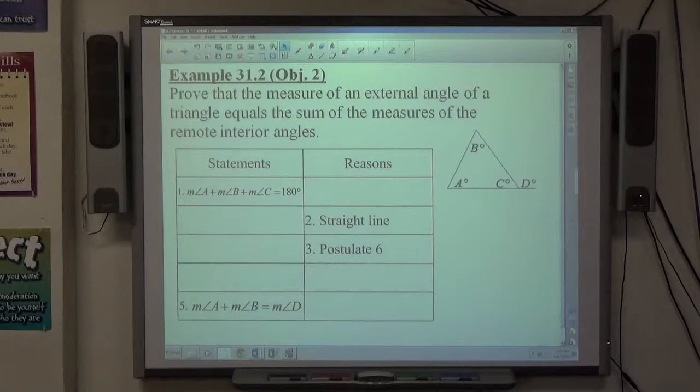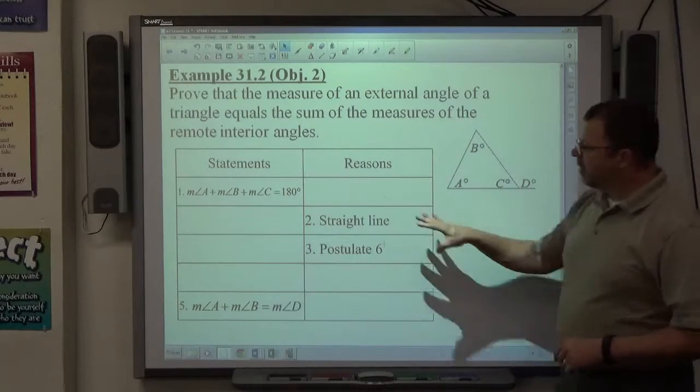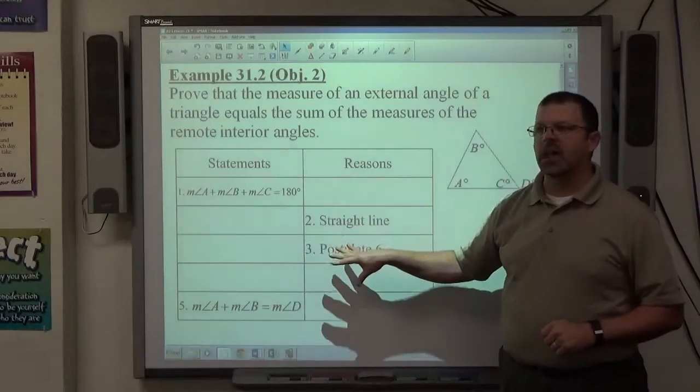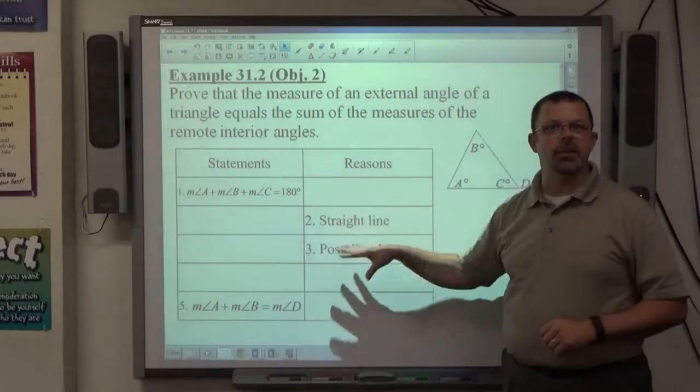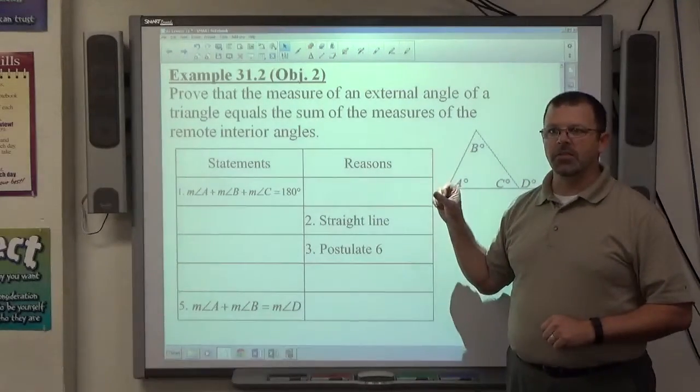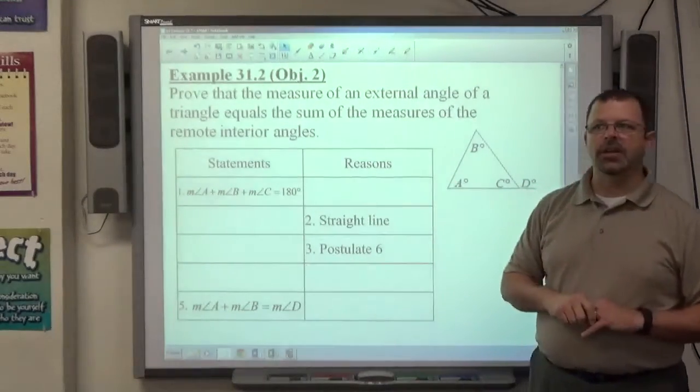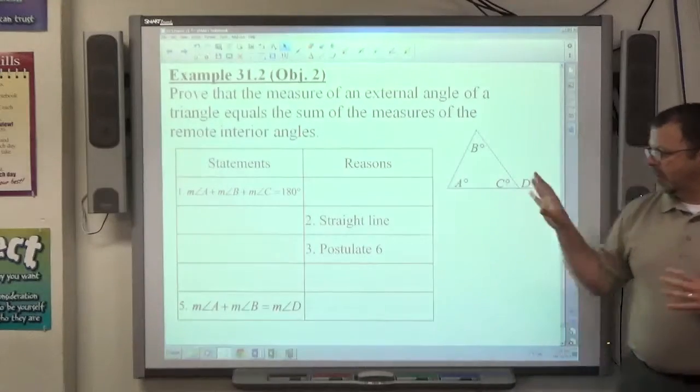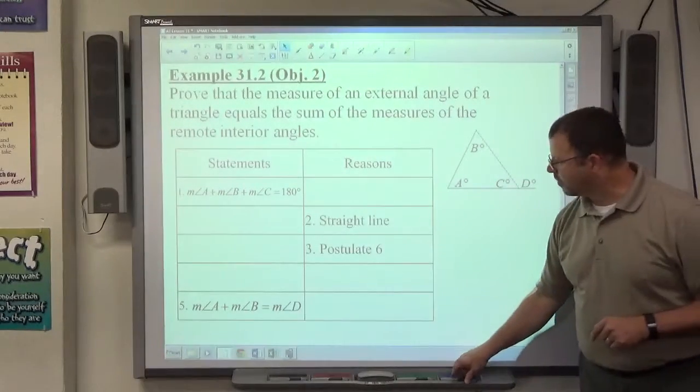Okay, example 2. Prove that the measure of the external angle of a triangle equals the sum of the measures of the remote interior angles. What I've done here is a sort of skeleton proof for you. I've done pieces of it in there for you, so you don't have to think through every last little detail of this. But it's going to help you to establish what to do.